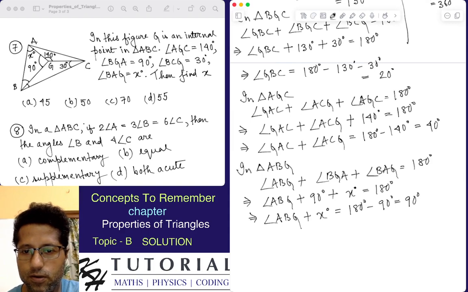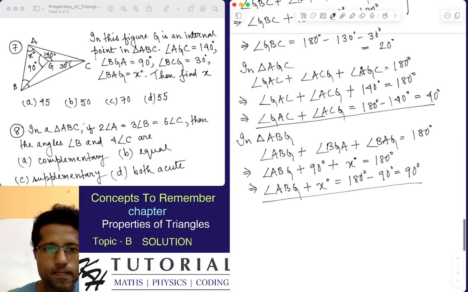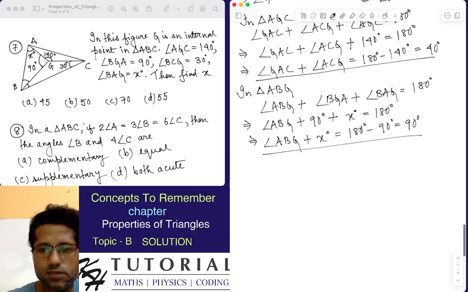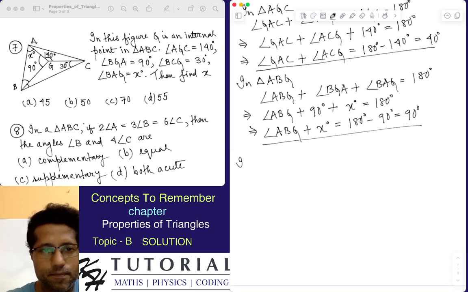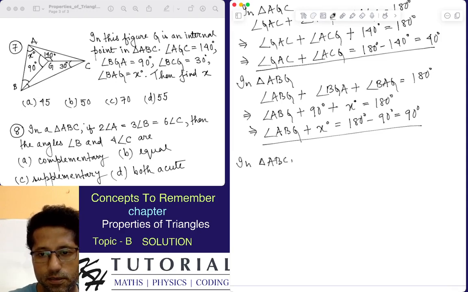So let's try to mark the equation we got. We will need them. We will use them. Okay. Fine. Now let's finally see if we apply the sum of the angles of the triangle ABC is equal to 180 degree. What we get is angle A plus angle B plus angle C equals 180 degree.